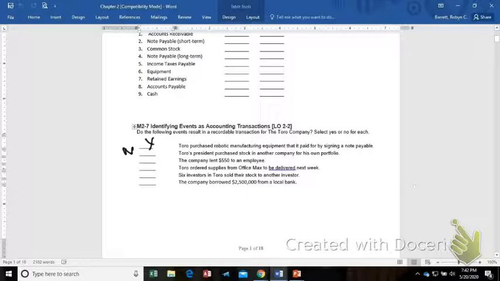The company lent $550 to an employee. Yes. Toro ordered supplies from Office Max that's going to be delivered next week. No. They ordered them, but they haven't got them yet. Right, they just ordered them, they didn't get them, and they didn't say they paid for them.